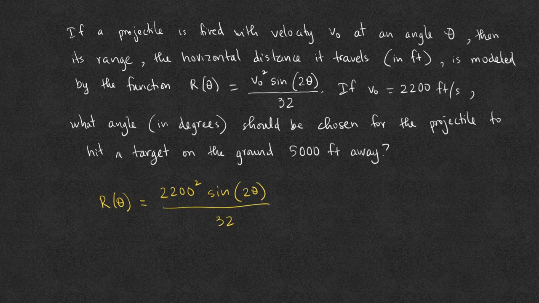This equation will give us the range, the horizontal distance, and it depends on the angle theta. We want to find theta where this range is 5,000 feet away. To solve this equation, we first need to isolate sine of 2 theta, which is 5,000 times 32 over 2200 squared. This is not one of those special angles on the unit circle, but that's fine.